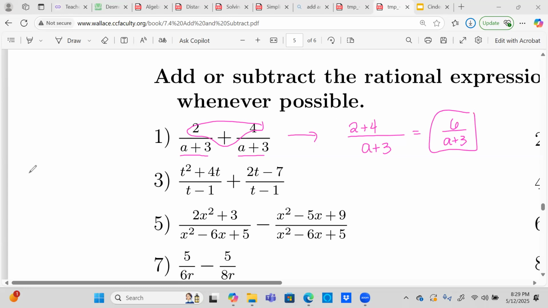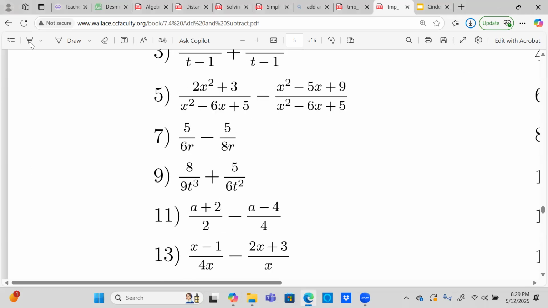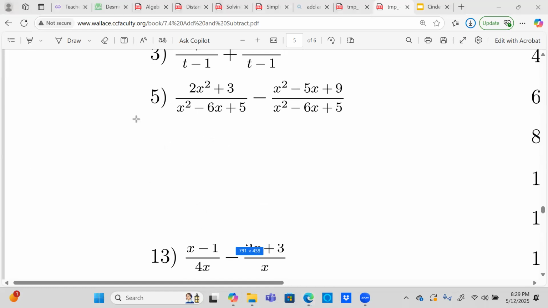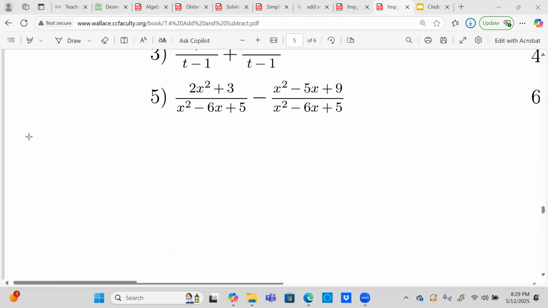Okay, again, going for every other odd. So I'm going to come down to 5. Grab a scratch piece of paper, grab your calculator, and work along with me. Feel free to pause me. If I'm working too fast, slow the speed down on YouTube, or again, just pause. Looking at 5, do we have a common denominator? Yes. So keep that denominator.